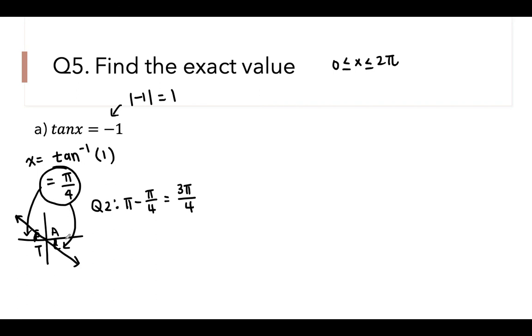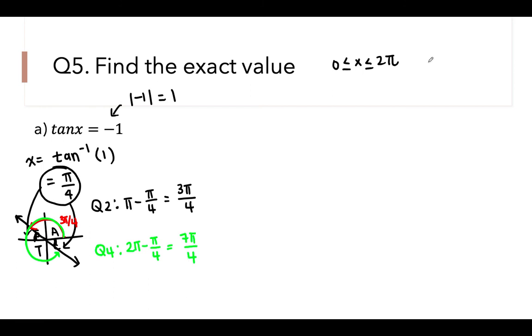3 pi over 4 actually means from the initial arm to your terminal arm. That is 3 pi over 4. Next, let's look for quadrant 4. To look for it, it's going to be 360 minus pi over 4. So 2 pi minus pi over 4. Make a same denominator, you're going to get 7 pi over 4. What that means is that it's all the way up here to the terminal arm. That is 7 pi over 4.